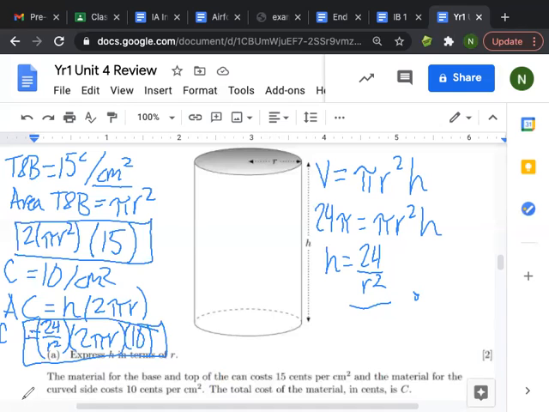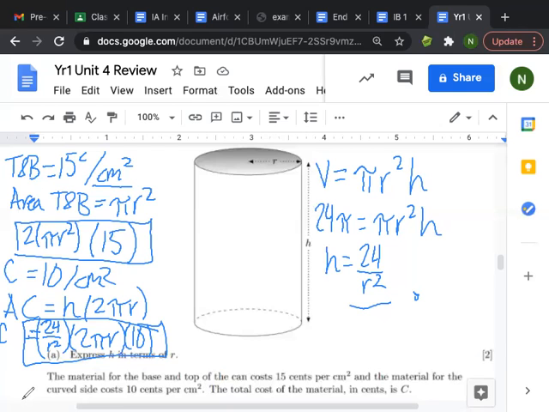What's the answer? I got 30 pi r squared plus 480 pi r over r squared. Okay, and then simplify the r over r squared. You can cancel one of the r's. So that's 30 pi r squared plus 480 pi over r.